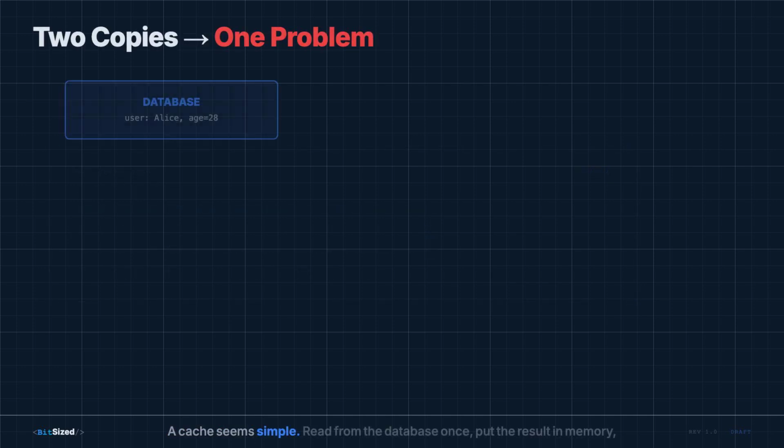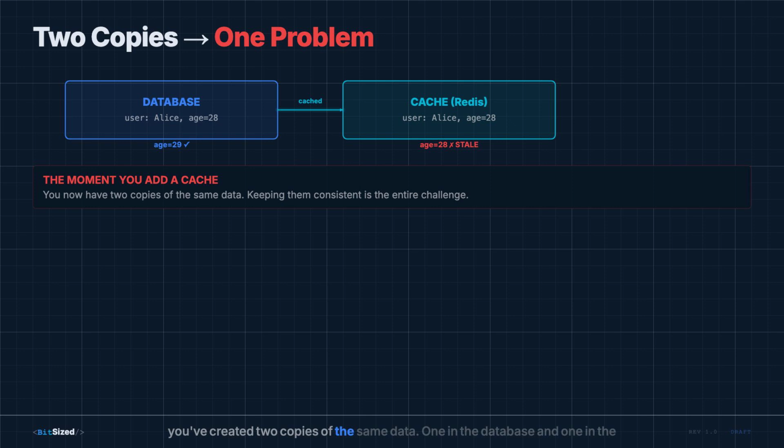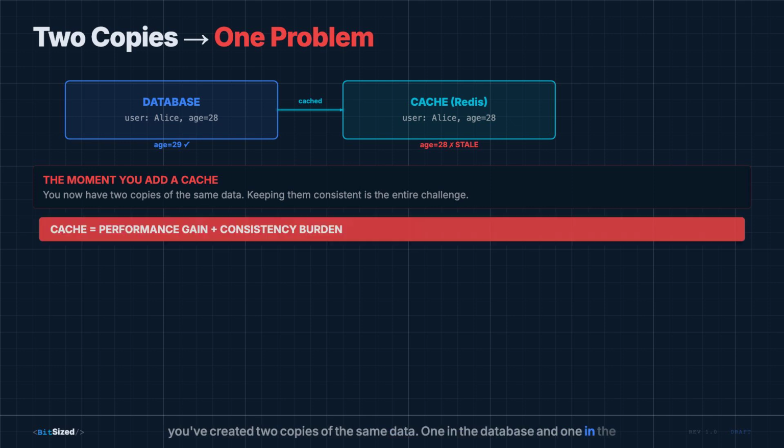A cache seems simple. Read from the database once, put the result in memory, and future requests become much faster. But the moment you introduce a cache, you've created two copies of the same data, one in the database and one in the cache. The real challenge is keeping those copies consistent.